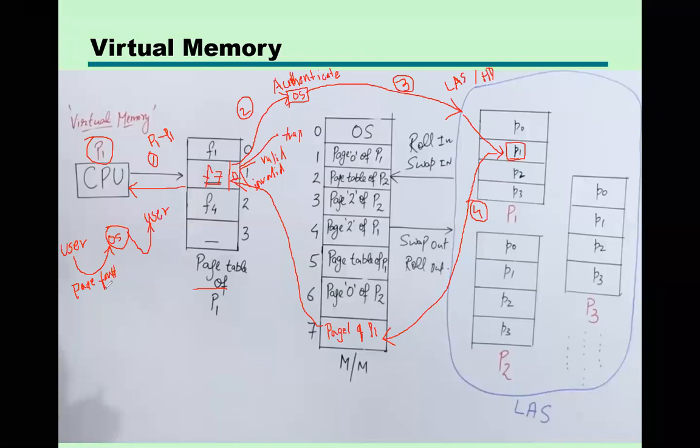Step number 4. What is step number 4? In step number 3, we searched for the required process page in the hard disk or logical address space. And in step number 4, what do we have to do?